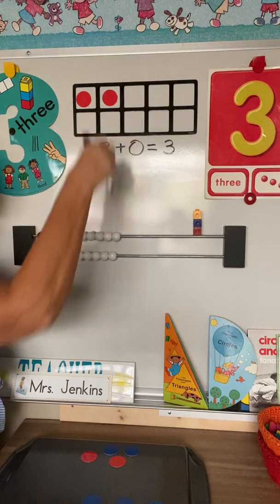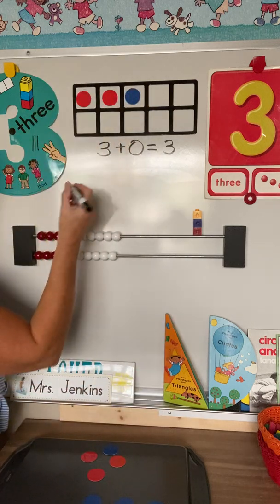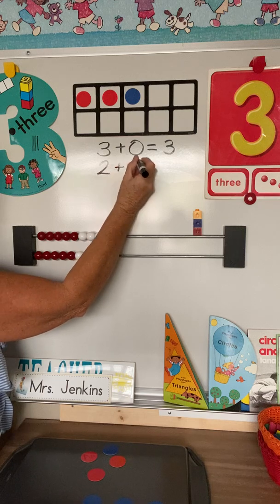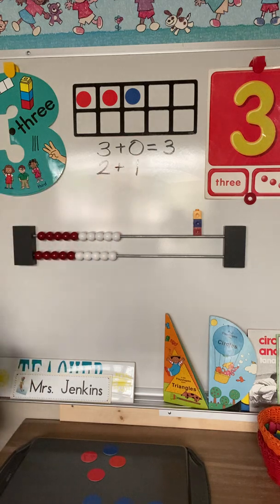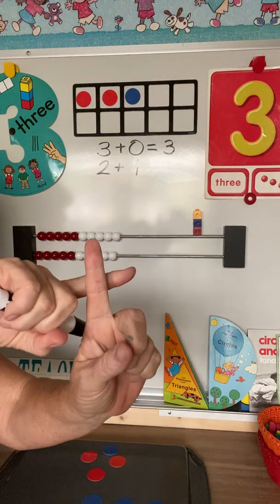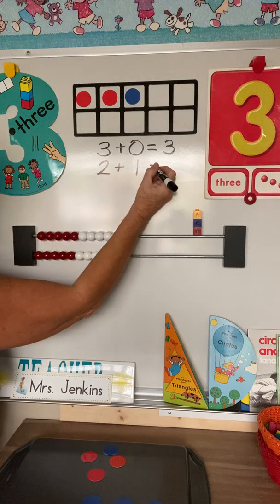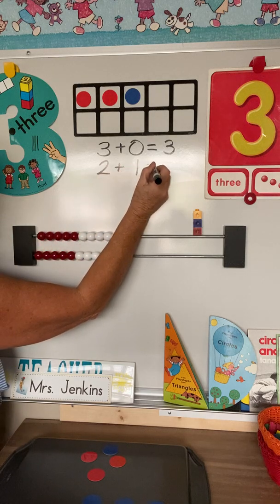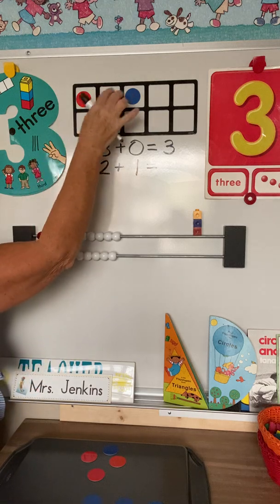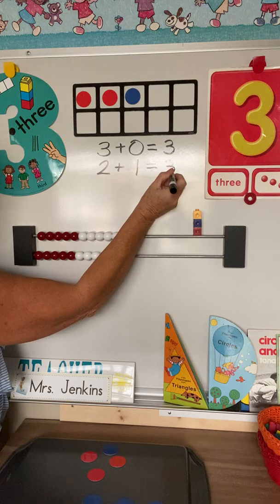Okay, now let me take this red one down and replace it with a blue. Now we have 2 red plus 1 blue. Okay, that little symbol right there is a plus sign, and it kind of looks like a T, and it means we're adding them together. This symbol, a line with another line, is an equal sign. So if we add 2 plus 1, it totals, or it equals, 3.